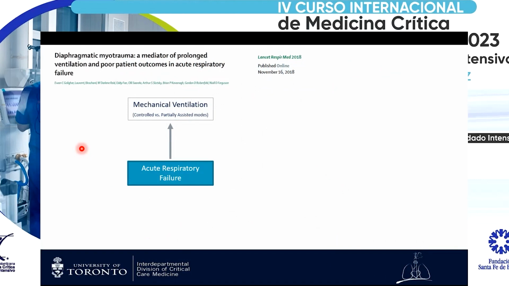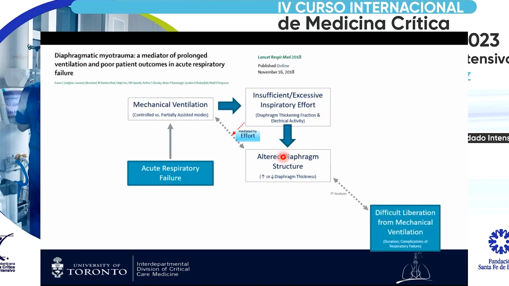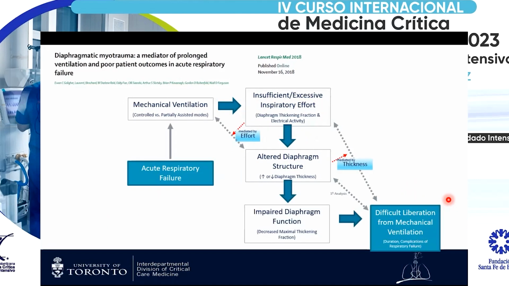So putting all this story together, we have patients with acute respiratory failure who require mechanical ventilation that might be either controlled or partially assisted. The presence of either insufficient or excessive inspiratory effort, as judged by either diaphragm thickening or electrical activity of the diaphragm, leads to alterations in diaphragm structure, and that's mediated by effort. And these alterations in diaphragm structure lead to difficult liberation from mechanical ventilation. It's mediated by changes in thickness of the diaphragm over time. And presumably, although we didn't measure this in these patients, this is through a pathway of impaired diaphragm function.